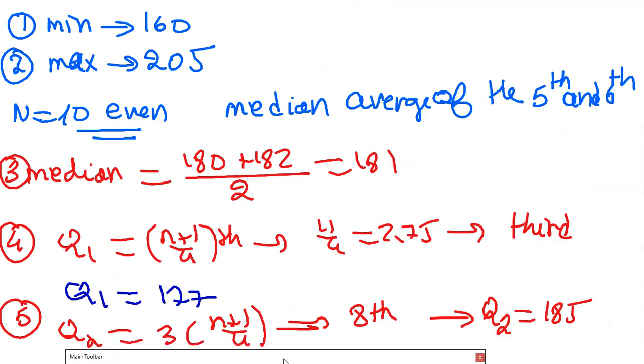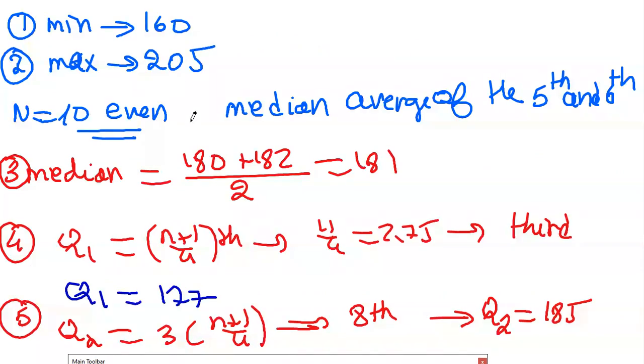So first of all, I need to find the minimum. The minimum is 160 and the maximum is 205. Now I still need to find the median, the first quartile, and the third quartile. Here should be Q3, not Q2. This one should be Q3. Okay, I'll fix it.